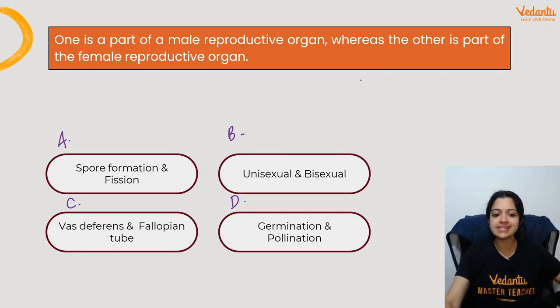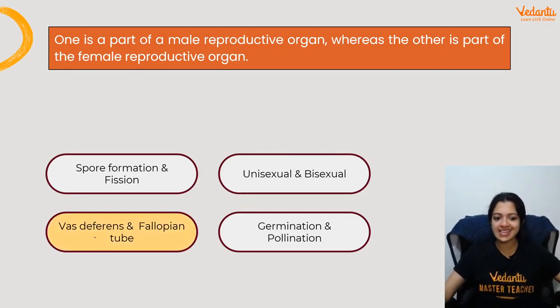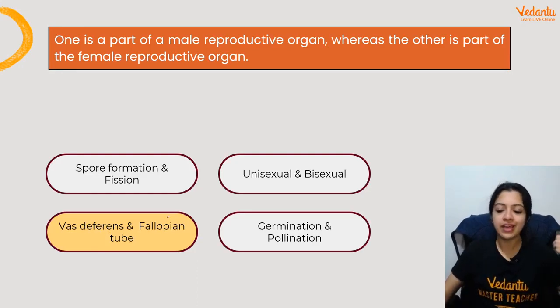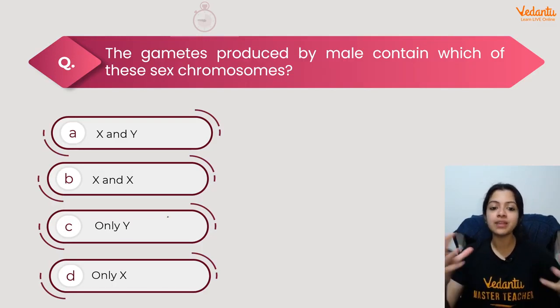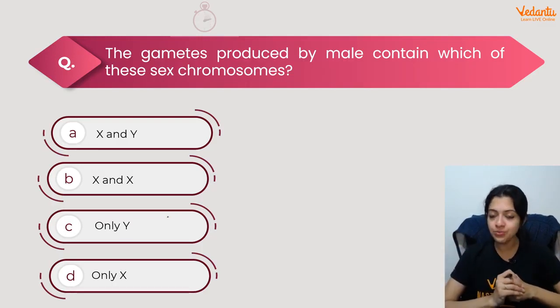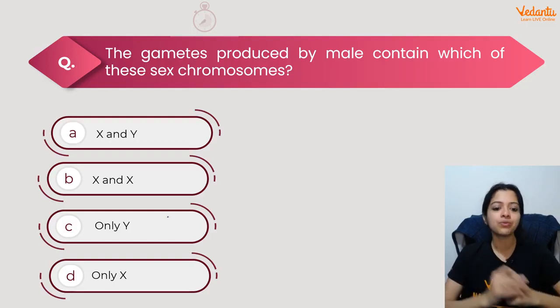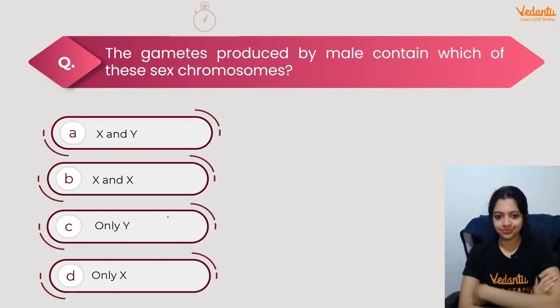Your time is up. Of course, it has to be C. Vas deferens and the fallopian tube. Vas deferens in males, fallopian tube in females. Now, the gametes produced by male contain which of these sex chromosomes? X and Y, X and X, only Y, or only X?